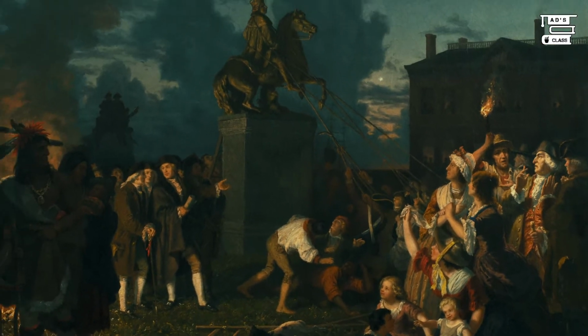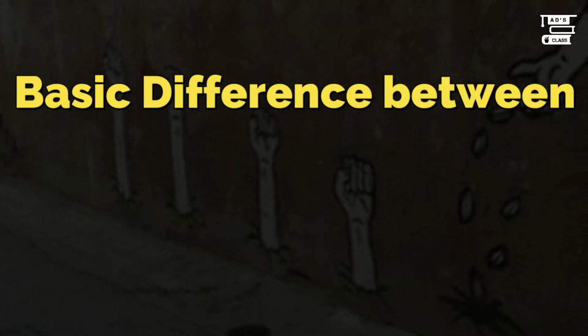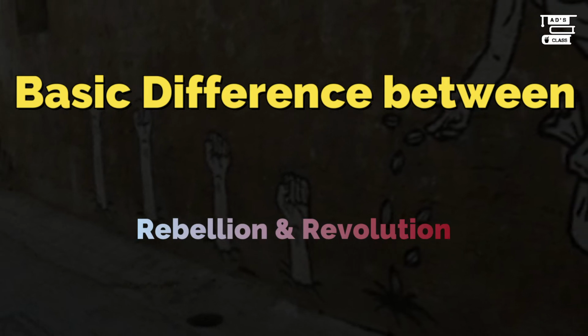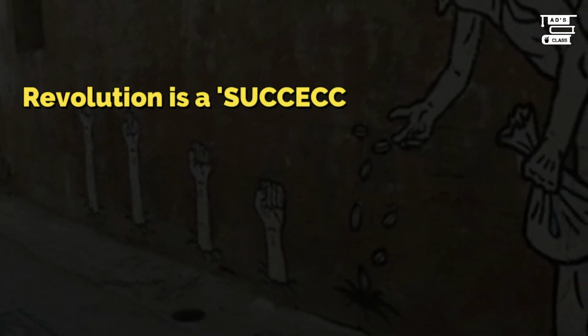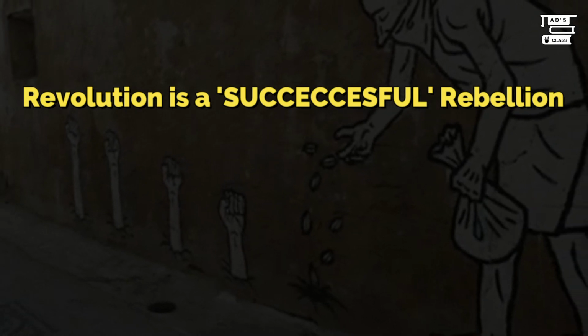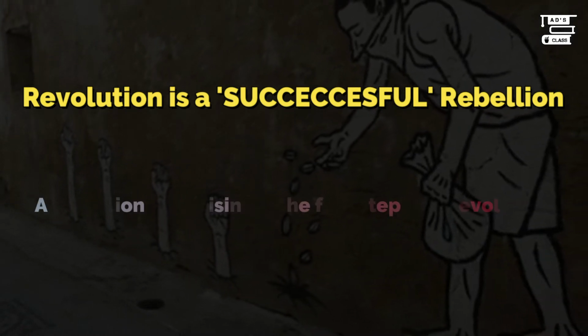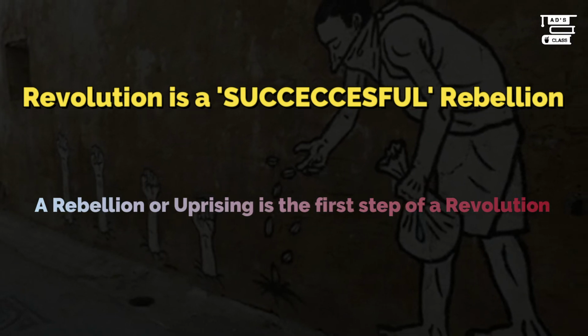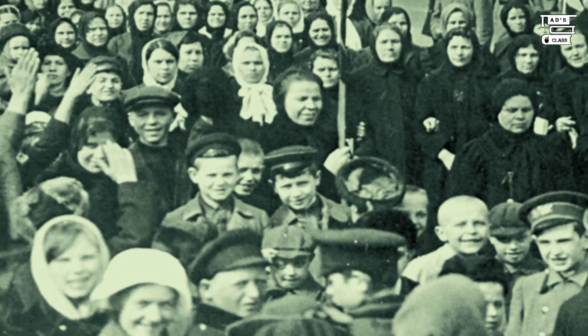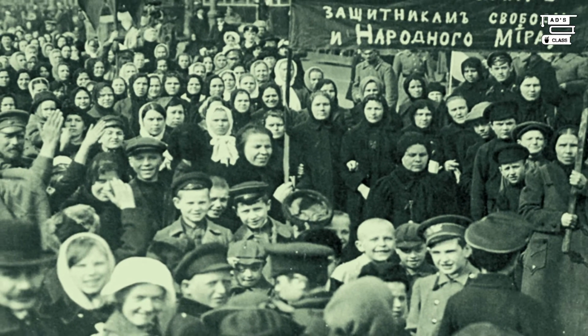and so many more. Now the question is, what is the basic difference between rebellion and revolution? A revolution is a successful rebellion. So it can be said that a rebellion or uprising is the first step of a revolution. If the rebellion fails, then it becomes a quenched rebellion. But if it succeeds, then it becomes a revolution.